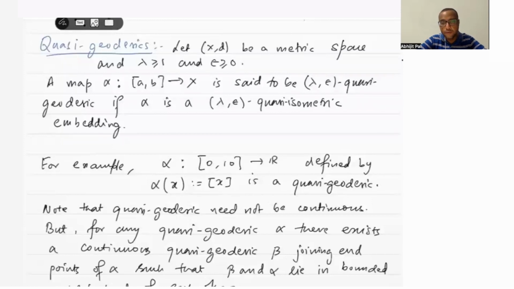And using stability of quasi-geodesics, we'll prove that if there exists a quasi-isometry between two metric spaces, X1 and X2, and X1 is a hyperbolic metric space, then X2 will also be a hyperbolic metric space. So let us begin with the definition of quasi-geodesic.